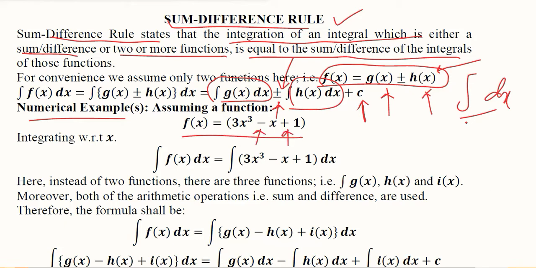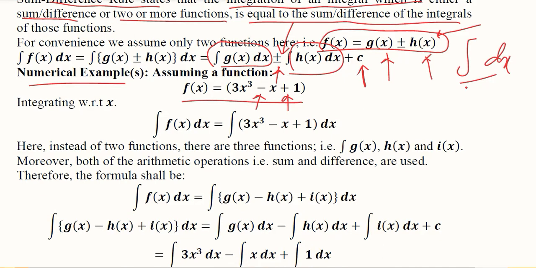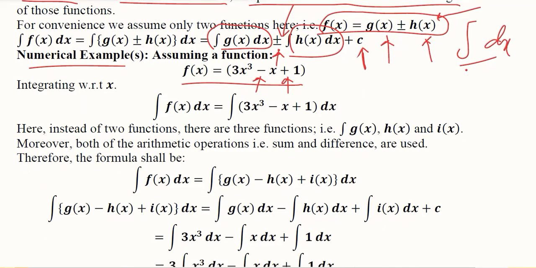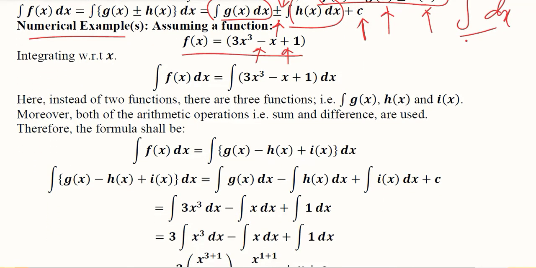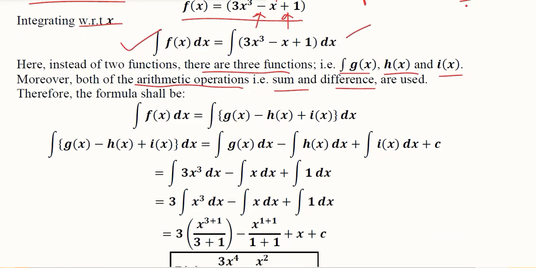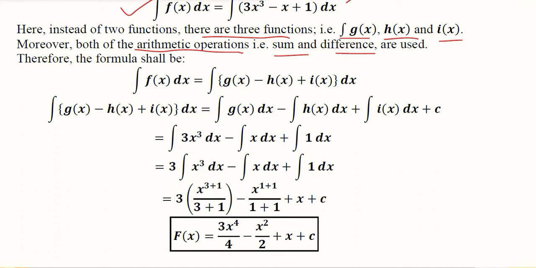We are assuming a function here which has a negative sign as well as a positive sign. So it's a hybrid case which will allow us to apply both the sum rule and the difference rule. When we integrate it on both sides with respect to the independent variable, we have three functions. One is g(x), the other is h(x), the third one is i(x). And we have both arithmetic operations, that is sum and difference. So it's a hybrid kind of situation.